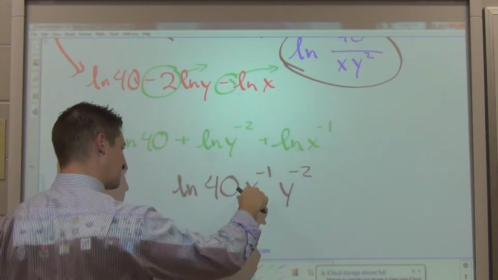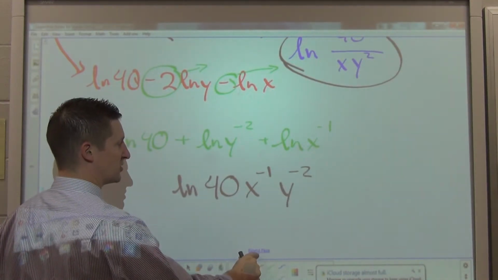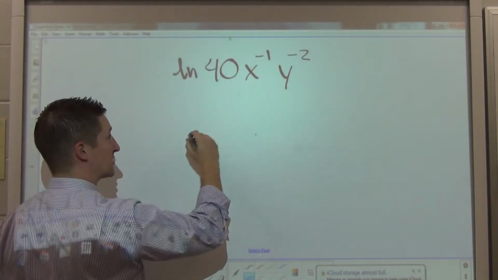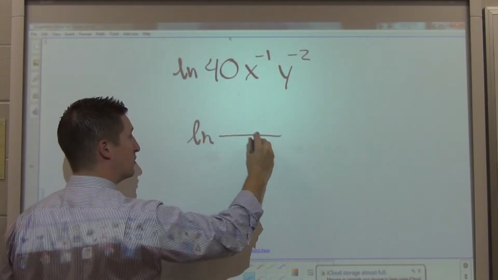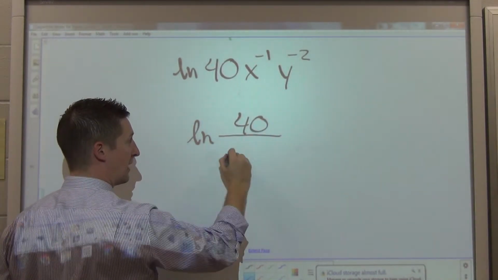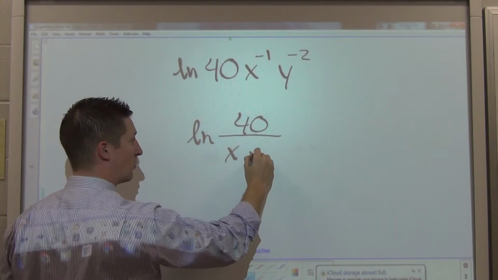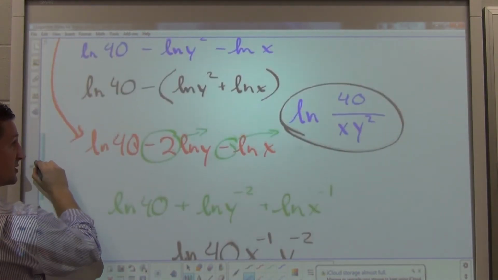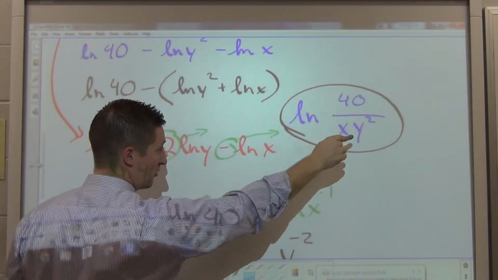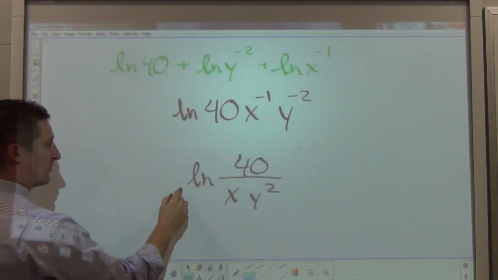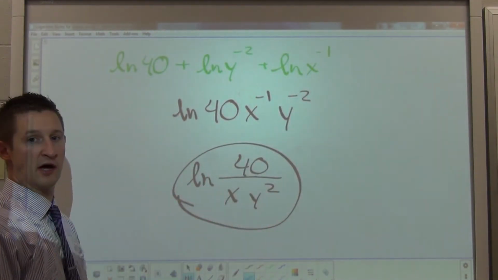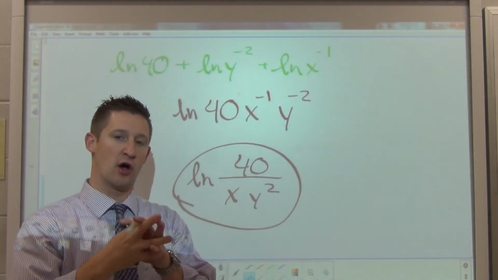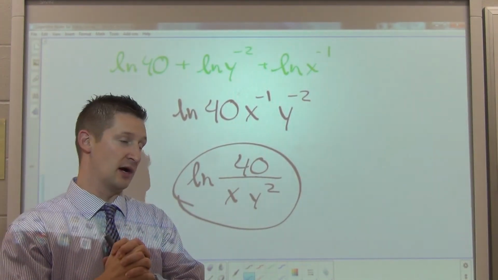Then I look at this expression and I notice these negative exponents, which I don't really care for. So I'm going to make those exponents positive by moving them to the denominator, x to the 1st, y to the +2nd. So notice I end up with the exact same expression that I had right here. The ln of 40 over xy squared. Just a different way of thinking about it. Still works out. Still is condensing logarithmic expressions. So good luck with that.